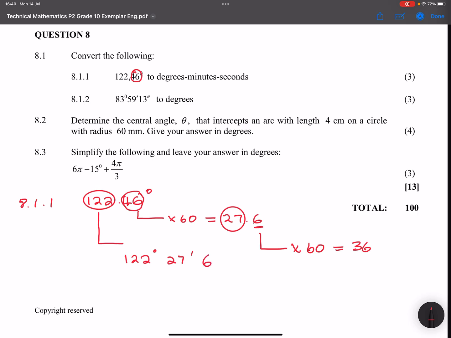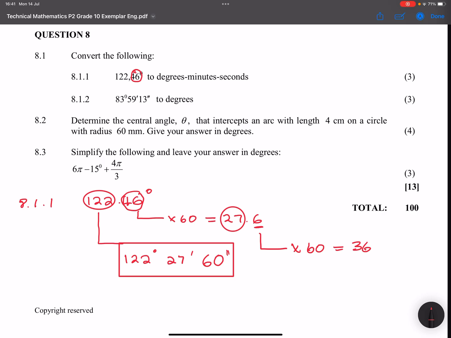So if I want to convert it to degrees, minutes, and seconds, it will be 122 degrees, 27 minutes, and 36 seconds. So that is really how the cookie crumbles.